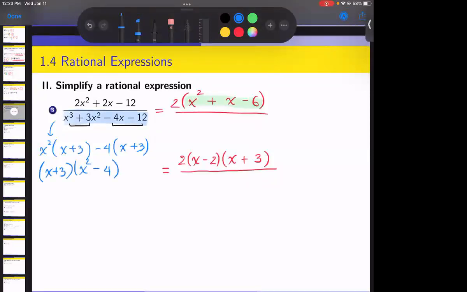Do I stop here or should I keep going? Keep going, right? Now, x plus 3 is nothing I can do, but the x squared minus 4, I can expand it into, yeah, x plus 2, x minus 2.